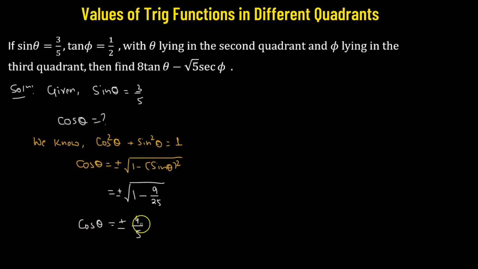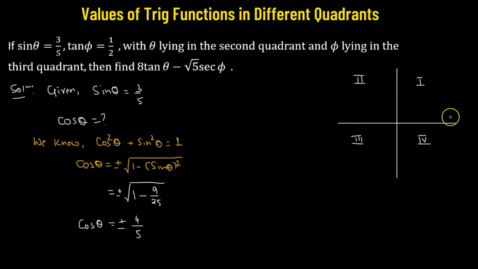Now here we are obtaining two values of cosine theta. One is positive 4/5 and the other is negative 4/5. But we have to consider only one value. For this, let's try to understand with the help of a quadrant system. We have a Cartesian plane. We are going to divide this Cartesian plane into 4 equal parts. That will give us 4 quadrants. So we have the first, second, third, and fourth quadrant.